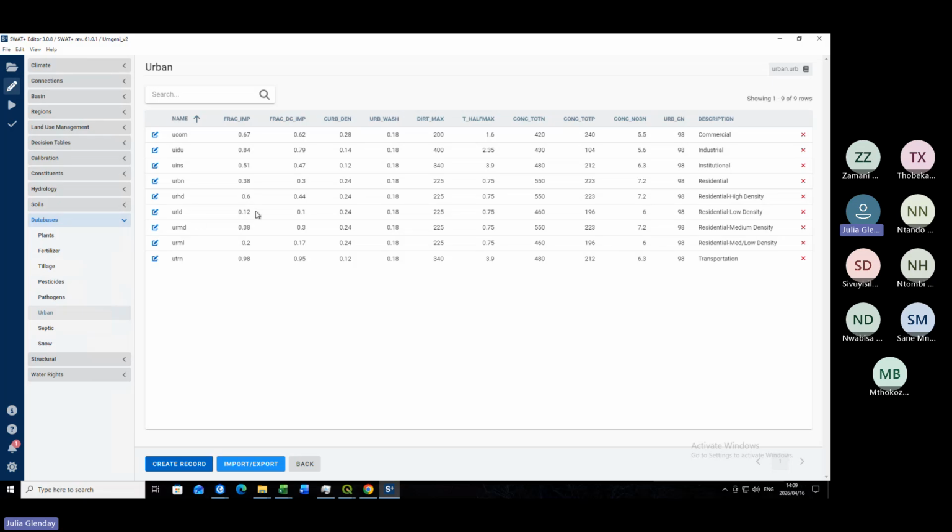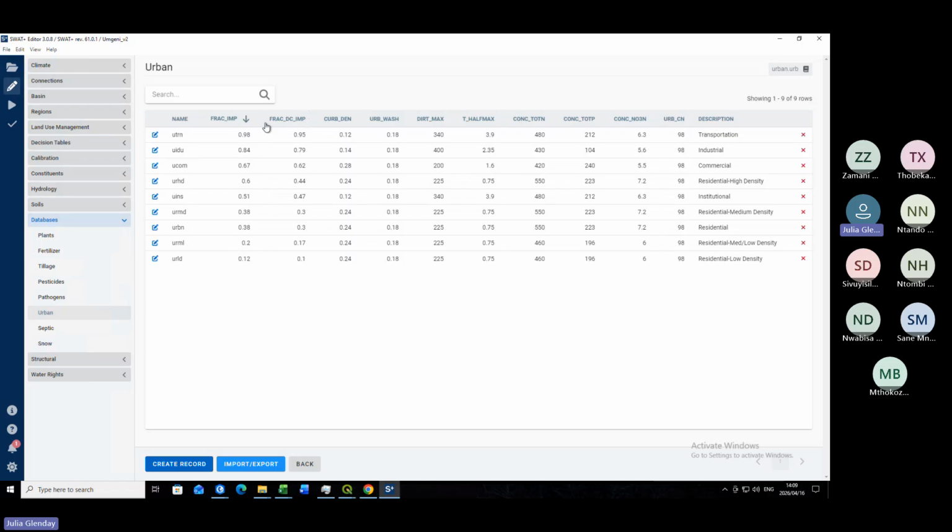I guess it's alphabetized, so I can sort it by impervious. There we go. That's better. So industrial is assumed to be 84% impervious, commercial 0.6, high density residential, institutional, I guess that is. I didn't use that class, but medium density, mid to low density, and low density.